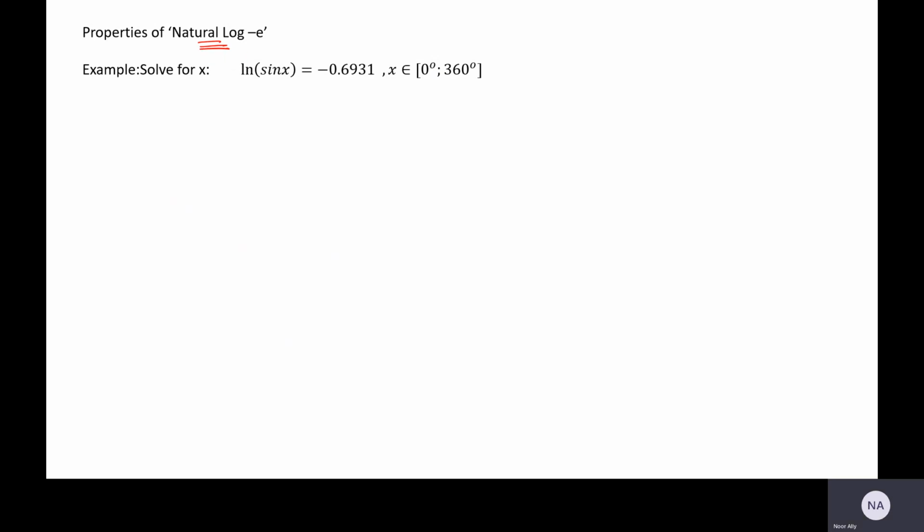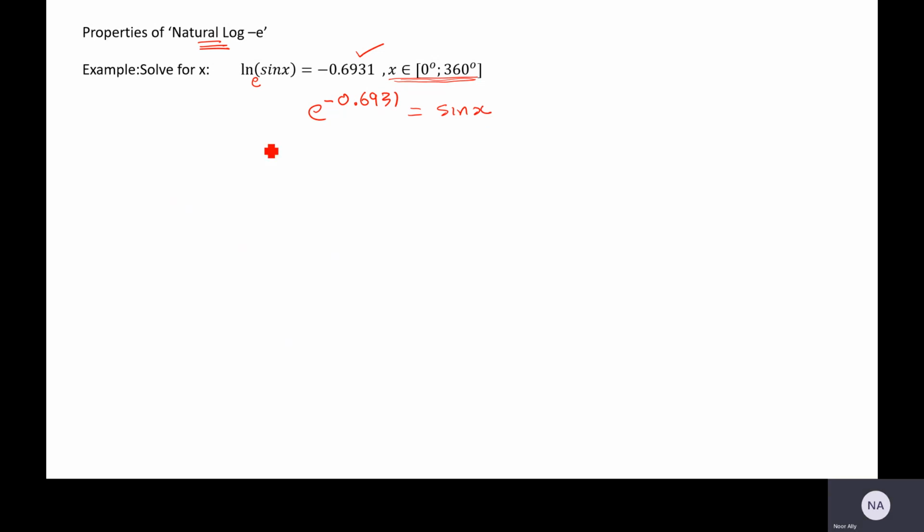We use the definition of a logarithm, however, using the natural log. So yes, we know that ln has the base e, and that is the index. So we can immediately say e to the negative 0.6931. Now look carefully at that. Solve for x, and I've given you, so I brought trigonometry into logarithms, is equal to sine of x.